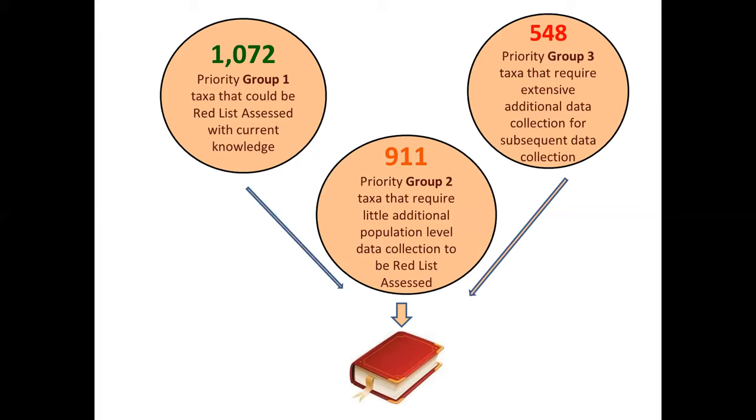Out of 2,531 plant species recorded in Jordan, the assessment started with 1,072 species, which is considered priority group number one, where it could be Red List assessed with the current knowledge, while 911 species require little additional population-level data collection to be Red List assessed. And it's considered group number two. And we found that 548 species in Jordan are listed as group number three, where it requires extensive additional data collection.